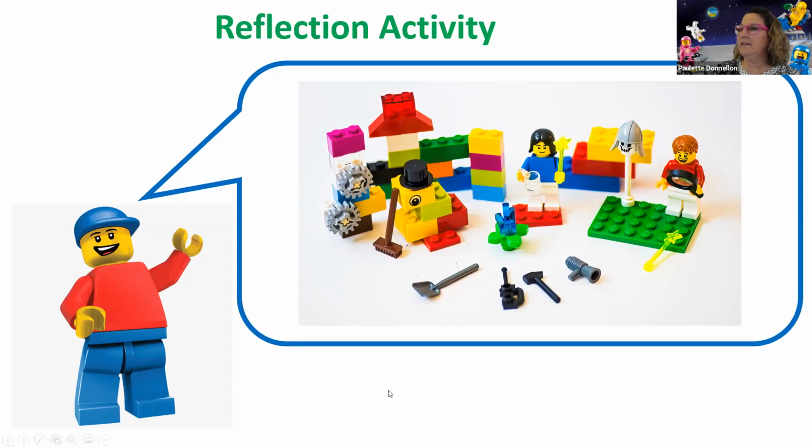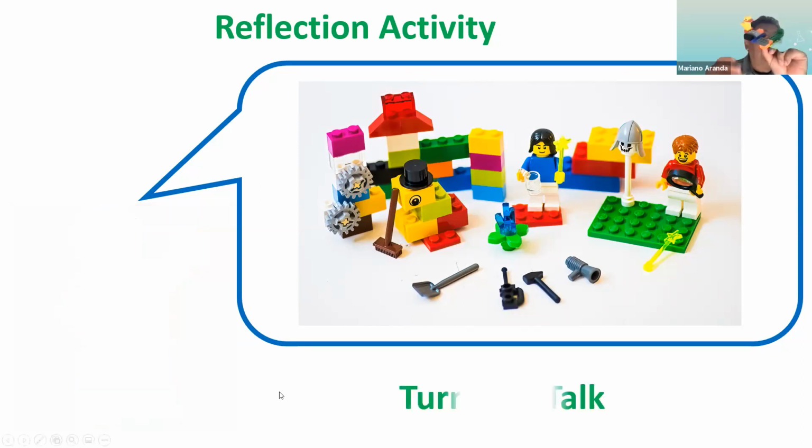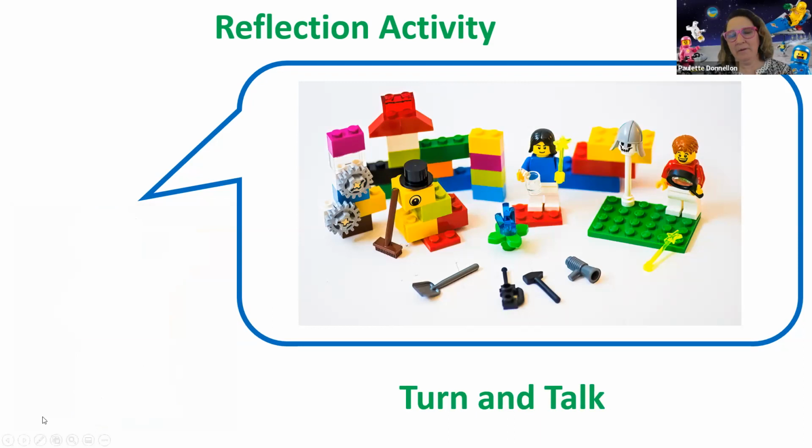So I've given you lots of time to build a habitat. I already built it, so everybody should be finished. So now what we want you to do is, we call this turn and talk, right? Turn to your partners, share what you made. And I see Mariano's very nice. You want to talk about yours first?